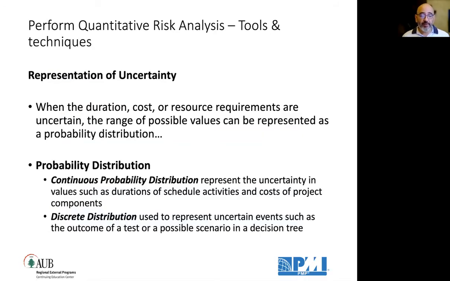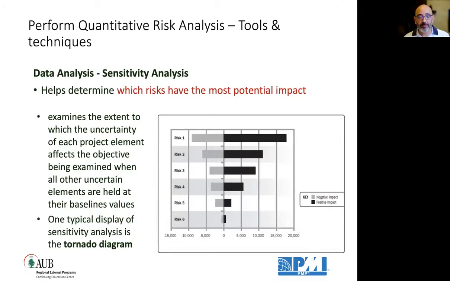representation of uncertainty. This is when the duration, the cost, or the resource requirements are uncertain. The range of possible values can be represented as a probability distribution. Hal probability distribution could be continuous or discrete. In the continuous probability distribution, we represent the uncertainty in values such as duration of scheduled activities and costs for the project components. Discrete used to represent the uncertainties such as the outcome of a test or possible scenario in a decision tree. Had discrete distribution decision tree اللي هنشوفها in details later on.